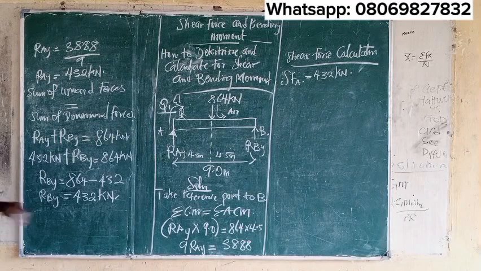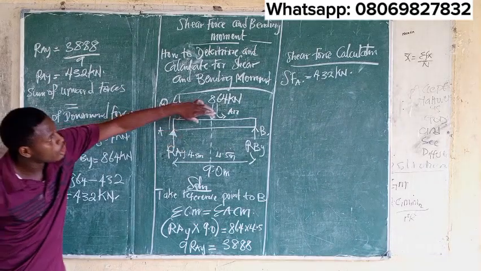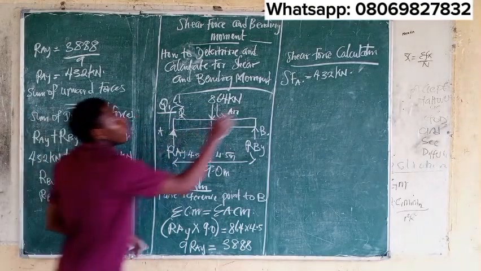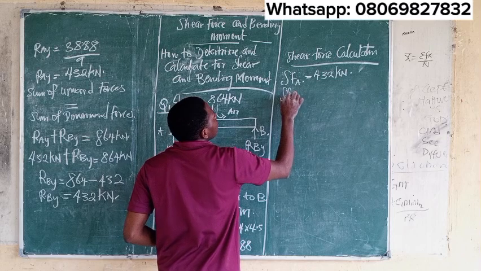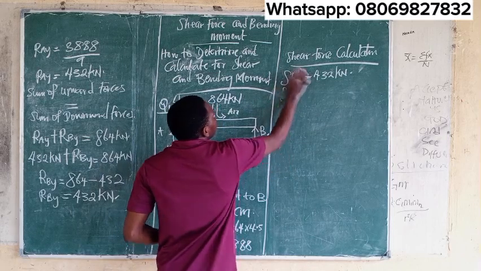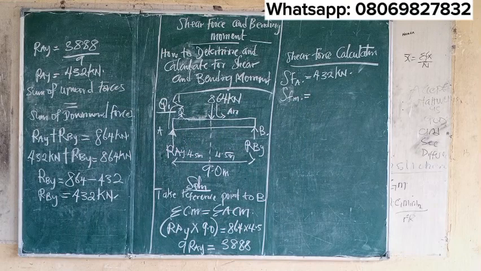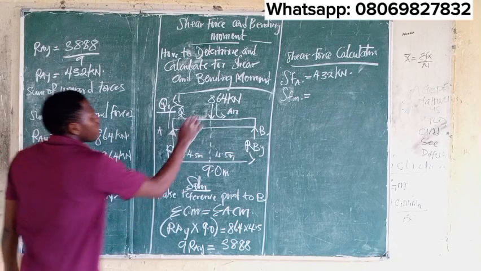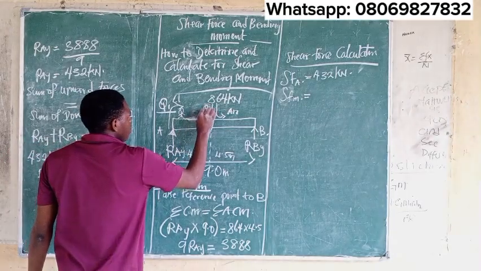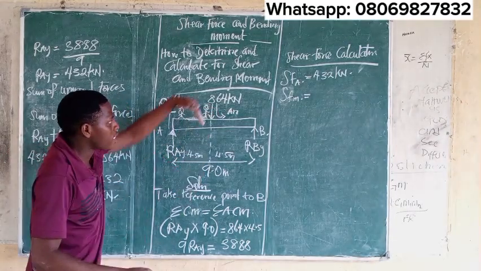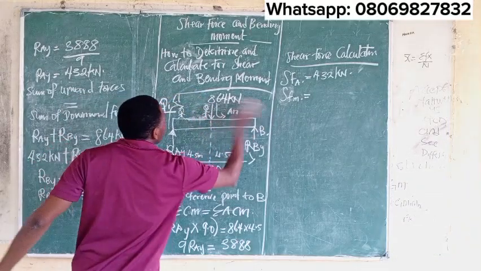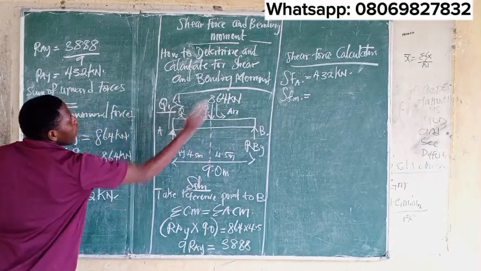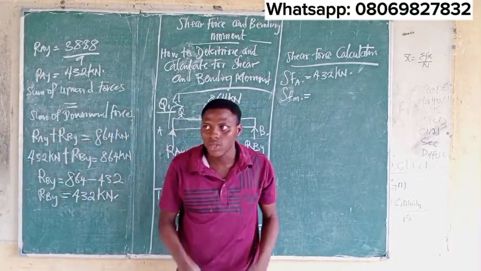Now, what's the next thing? To get the shear force for the midpoint, let's represent it as SF. To calculate the shear force at the midpoint, let's say you are standing at this point. You are not considering what we have here. Don't look at what we have here. Your concentration should be on what we have here. You are at that point.